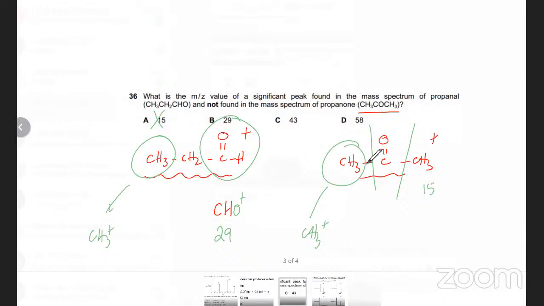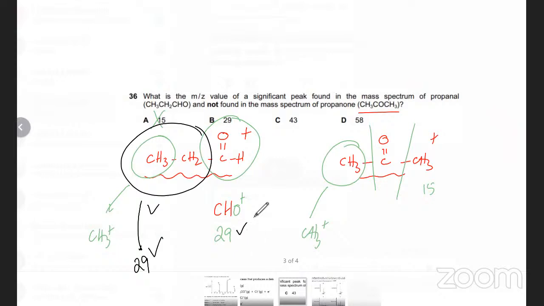What about CH3? Yes. CH3, CH2. The other one doesn't have that either. And that is also 29 actually. Because this one has this one, right? What is the mass of CH3, CH2? That's again 29. So you'll actually detect 2 types of particles.